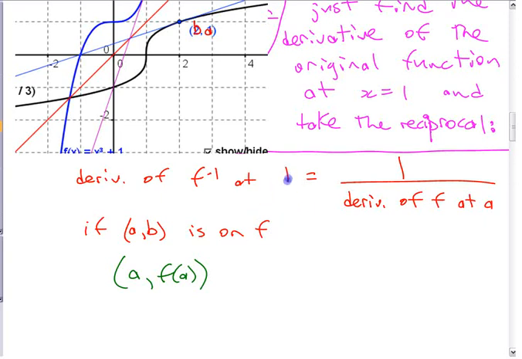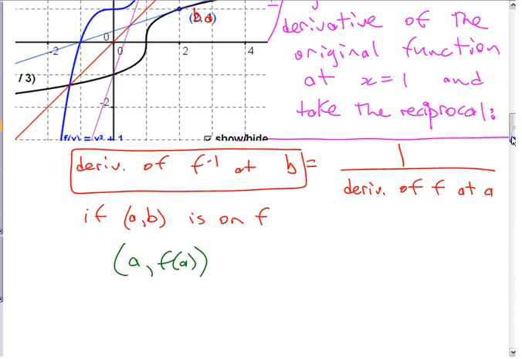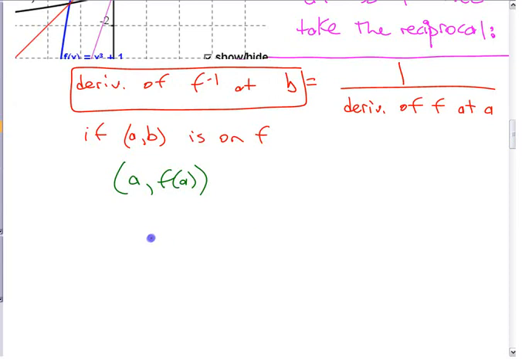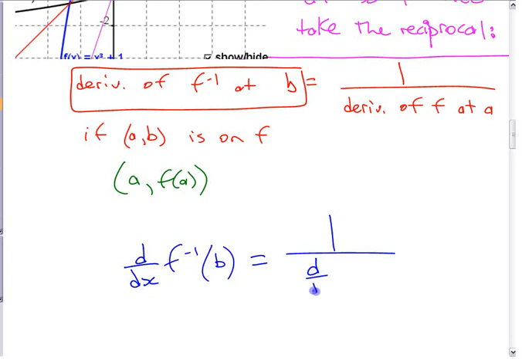I tend to think people get it more if you just say if (a, b) is a point on the original function, this is the reciprocal of this. If you try to write this in symbols, you can, right? In that box up above, you could say f inverse at b prime. When you already have this f inverse in here, it's hard to put a prime as well. That's why they're using the d dx notation. The derivative of the inverse at b is 1 over the derivative of the original function at a, if (a, b) is a point together.